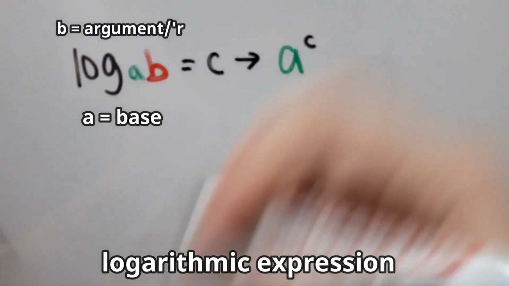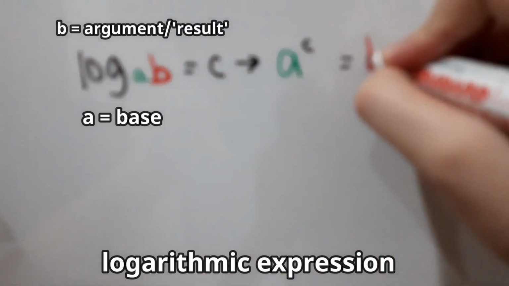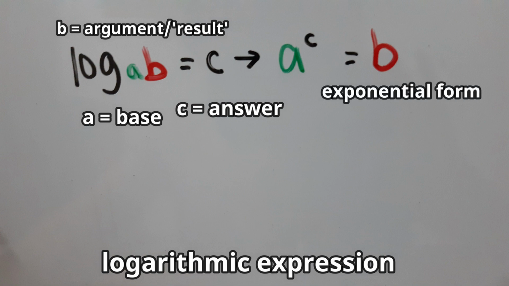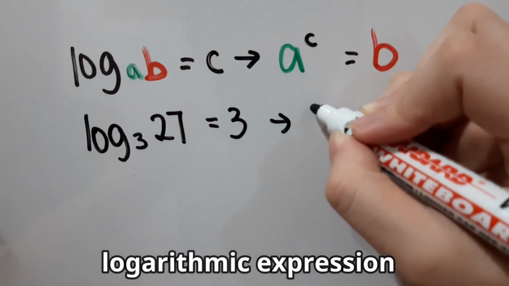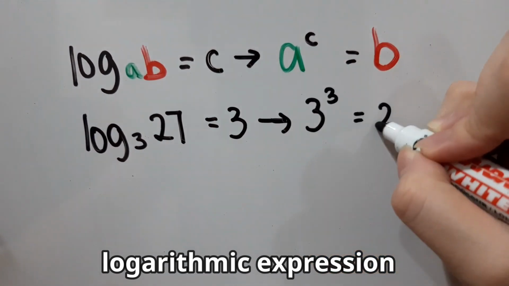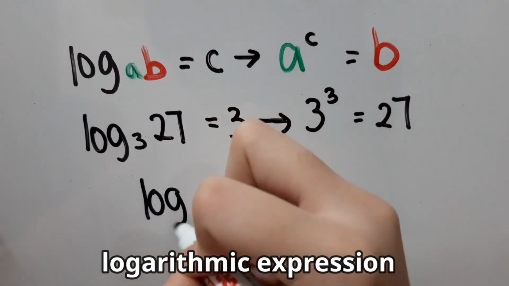The big number is called the argument, but we'll call it the result for the rest of the video to make it simpler. The expression is usually equal to something. We'll refer to this as the answer. The reason behind this is because the base raised to the answer is the result when changed into exponential form. Like if we have log base 3 27, the answer is 3 because 3 to the power of 3 is 27. Note that if you see a logarithmic expression without a base, its base is 10.